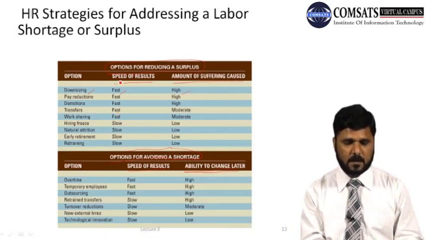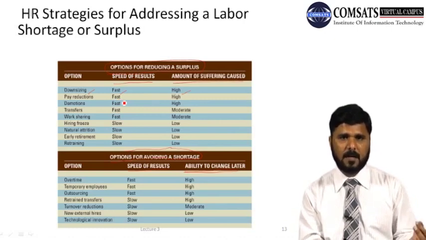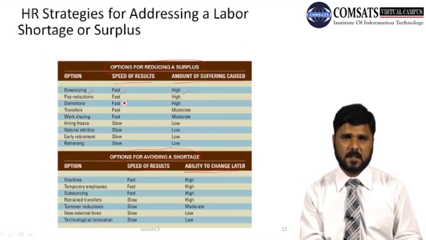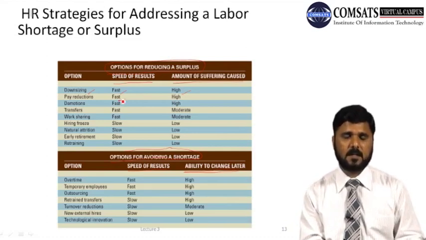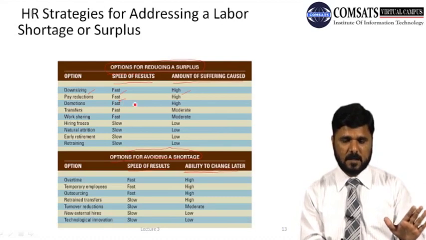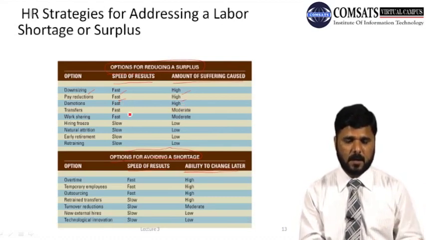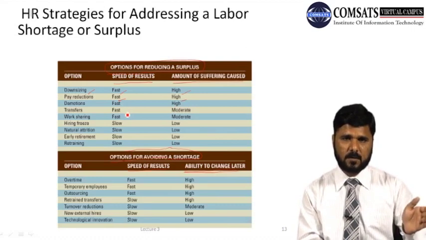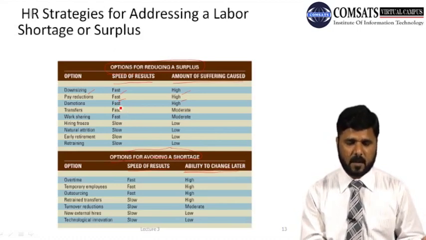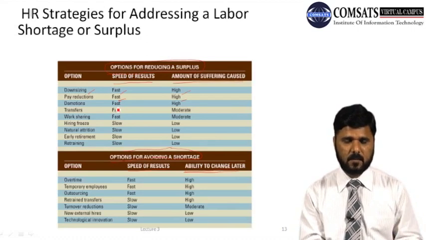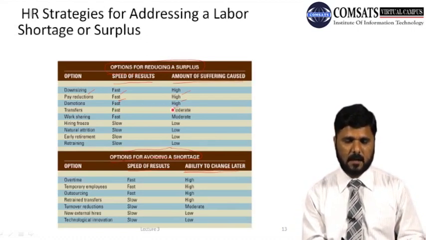Another strategy, pay reductions, यहाँ पे employees are asked to receive pay not for 30 days, instead 28 or 26 or less than 26 days. So because they would be experiencing a reduction in their pay, this is a fast strategy, but its suffering would also be high. Demotions, employees को कुछ डाउनवर्ड शिफ्ट कर दिया जाता है, मैनेजर से असिस्टेंट मैनेजर से सुपरवाइजर कर दिया जाता है, हो सकता है। This is one of the options. It may produce fast result but suffering is high.